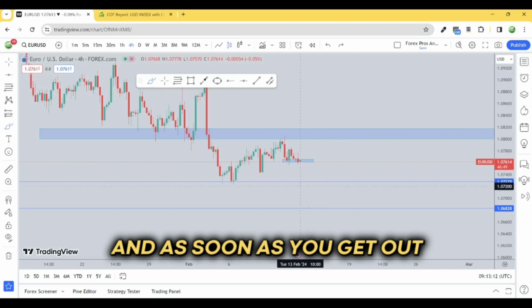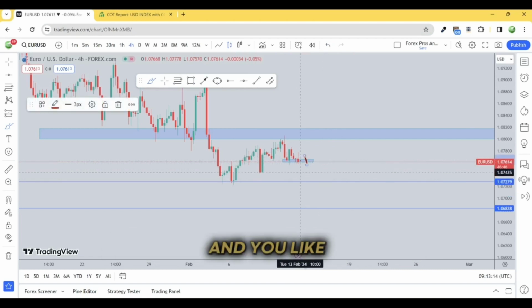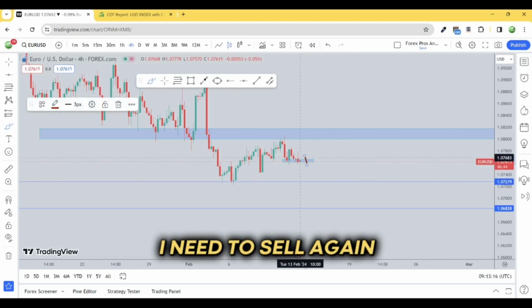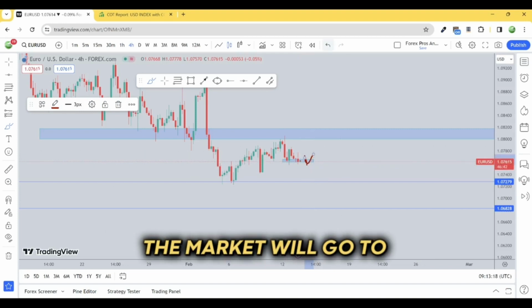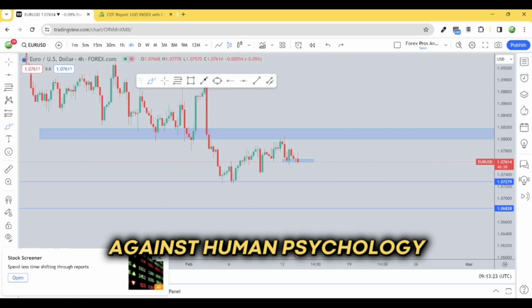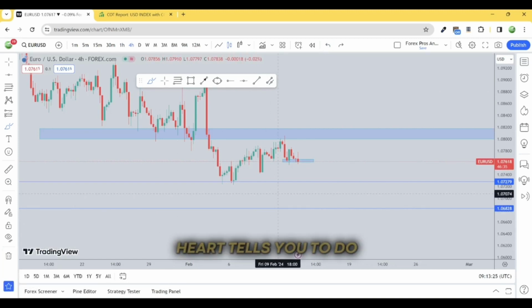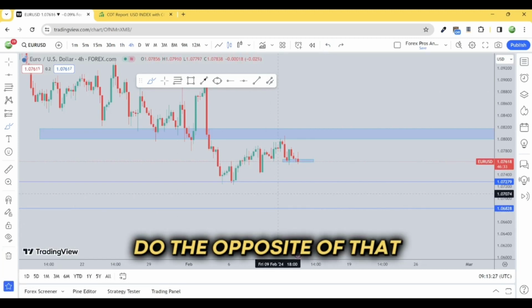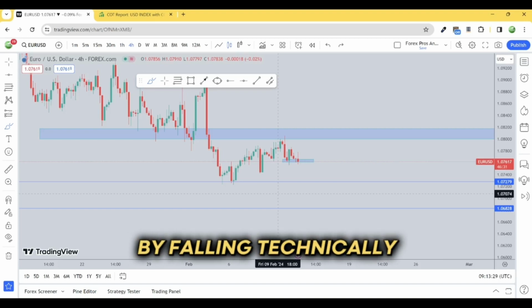As soon as you get out, the market will start coming downwards and you will think, I need to sell again. You will sell again, and again the market will go towards the upside, because the market moves against human psychology. So whatever your heart tells you to do, do the opposite of that, but follow technically, fundamentally, and sentimentally.